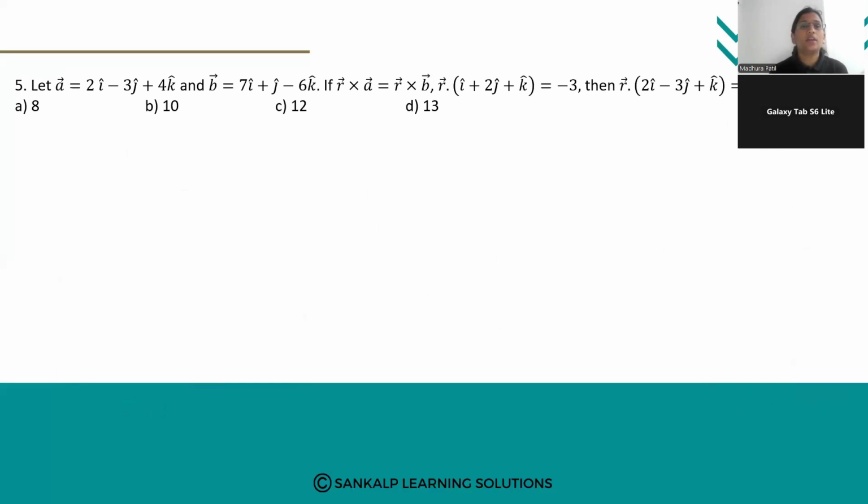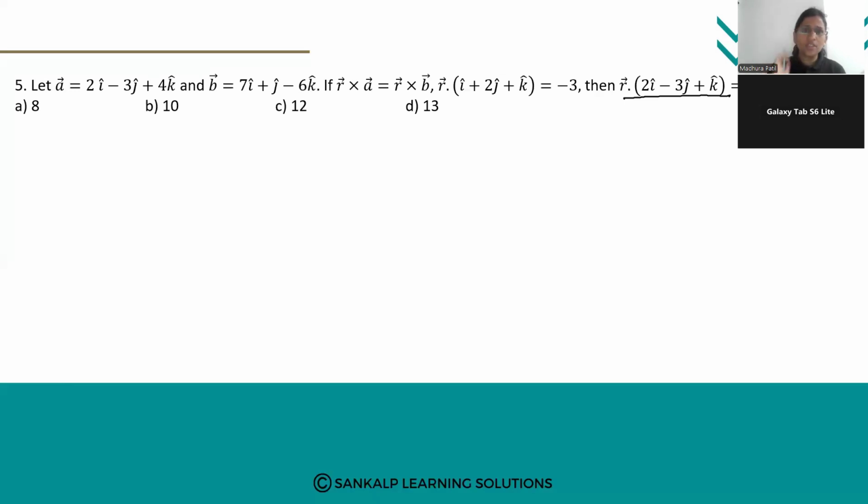Hello everyone. Today here we have a JEE question on vector algebra. Let us see. Let A be a vector given by 2i minus 3j plus 4k. Vector B is 7i plus j minus 6k. If R cross A is equal to R cross B, and R dot, one more vector is given, is equal to minus 3, then what is the value of R dot this given vector?